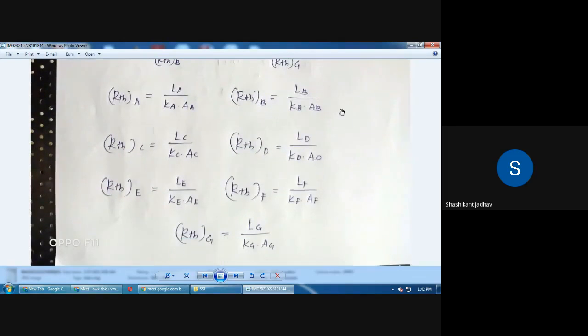Write down the thermal resistance of layer A: L_A upon K into area of section A. Then the thermal resistance of plate B is equal to the thickness of plate B divided by the thermal conductivity of plate B into the area of layer B. In that way we have to write down the thermal resistance value for each layer A, B, C, D, E, F and G. Then we solve the values of thermal resistance, put the summation of the thermal resistances in the equation and find out the Q value, that is the rate of heat transfer through that particular composite wall.